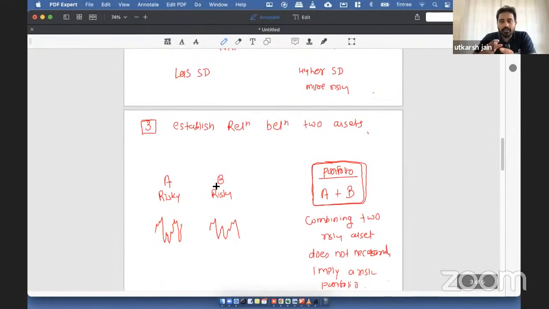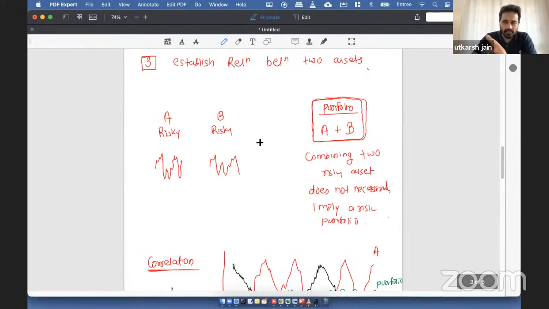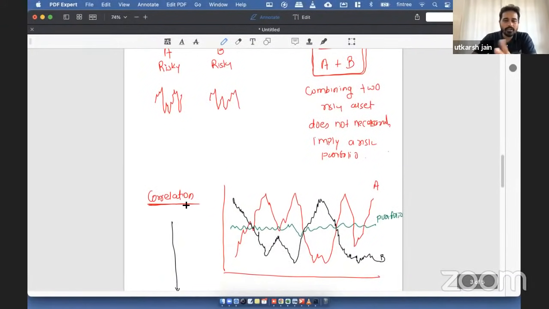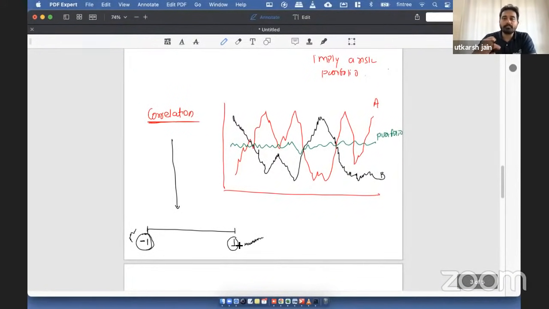How do you establish relationship between 2 variables, 2 assets? We calculate a correlation coefficient. There's a formula for doing it. That's not in today's session. But a correlation coefficient generally is between -1 and +1. +1 means perfect positive, always going together. -1 is perfect negative, in the opposite direction all the time.